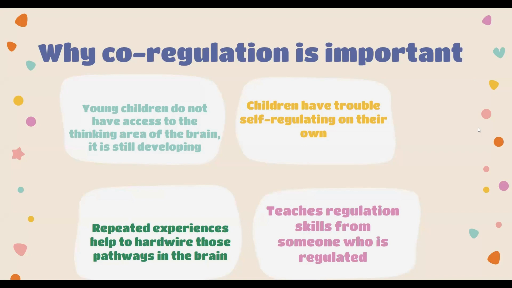Within the first 3 to 5 years, a child's prefrontal cortex, or thinking area, which contains their executive functioning, regulation, logic, and reasoning, is still developing rapidly. Children have trouble self-regulating on their own, which is due to not having full access to that thinking area of their brain. Teach regulation skills by learning from someone who is regulated, and repeated experiences to hardwire those pathways in the brain. Think of it as building a muscle or learning.